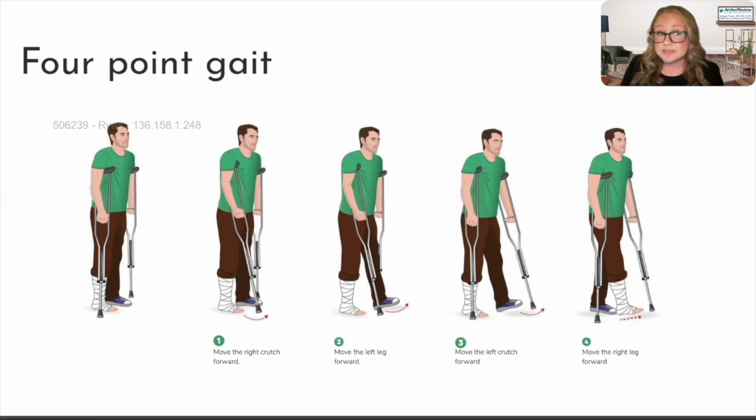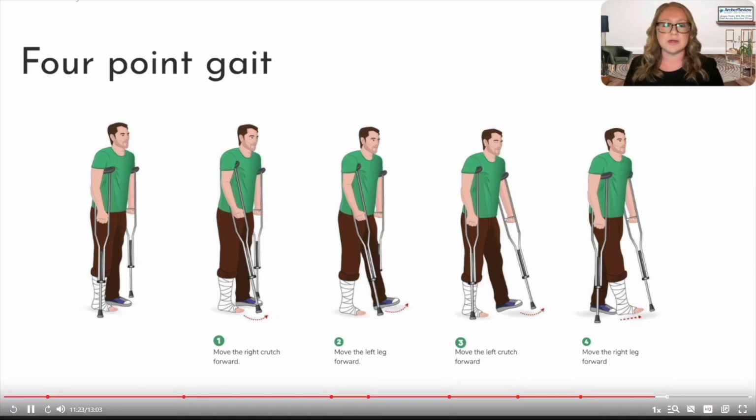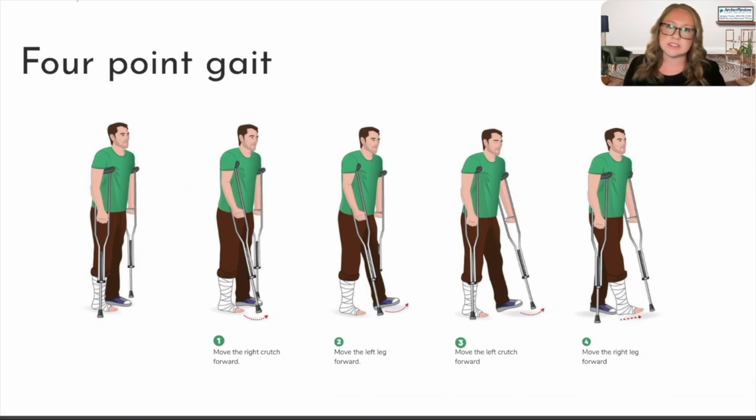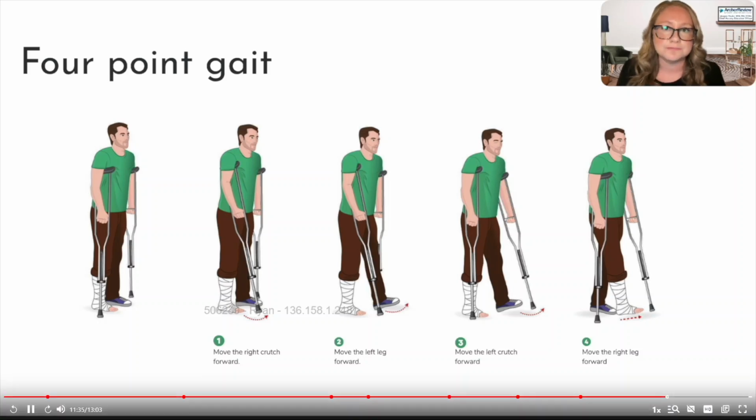Now, this obviously does require partial weight bearing. At some point in the gait, every single limb extremity is on the floor and bearing some partial weight. So if your client's non-weight bearing, 4-point gait is a no-go. But this gives them a lot of stability. It's slow, it's steady, and we have 4 points of contact with the ground. So if they can partially bear weight and they're having trouble with balance, this is an option for your client.